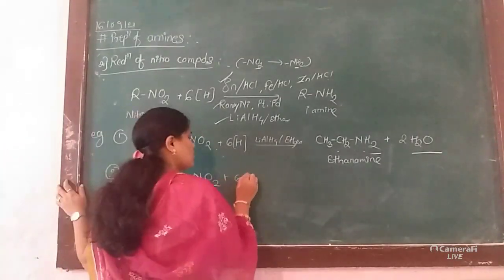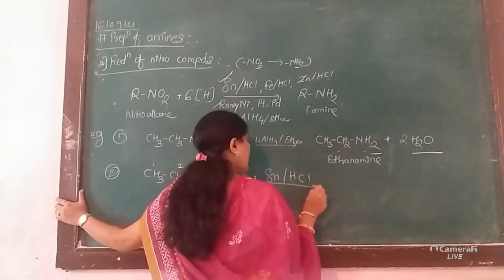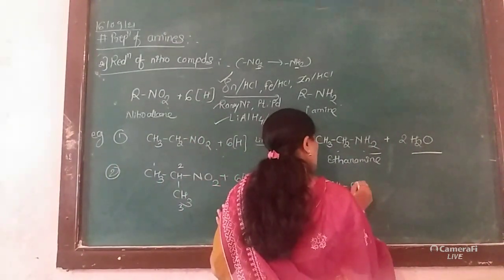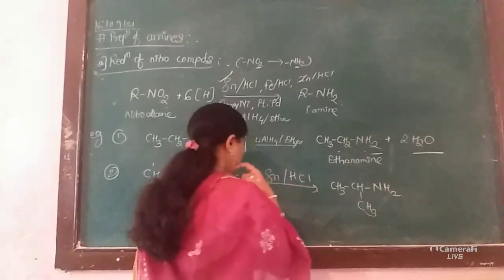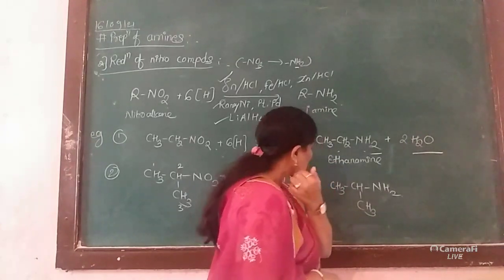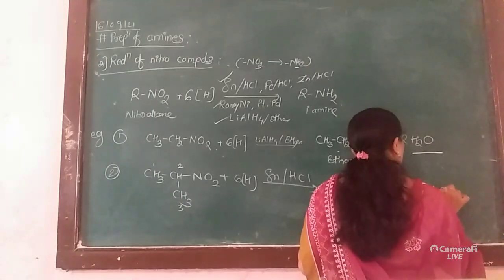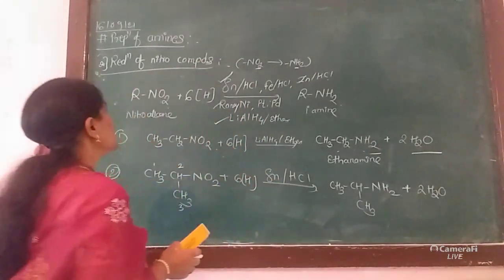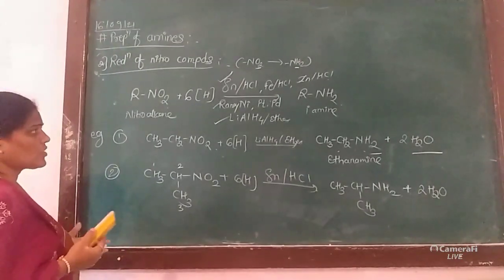So this 2-nitropropane undergoes reduction in the presence of, suppose, Sn and HCl. So there is a formation of CH3, CH, CH3 and NH2. The NO2 group is converted into NH2 group. So here we obtain isopropylamine or propane-2-amine, with the loss of twice H2O. Okay, so this is the simple second reaction, that is the second method, a very easy and simple method for the reduction of nitro compounds.